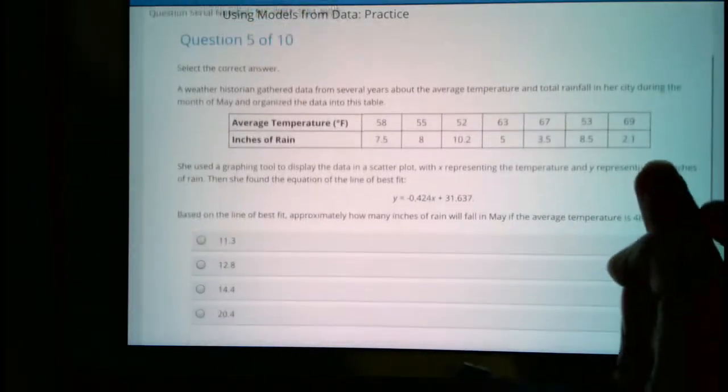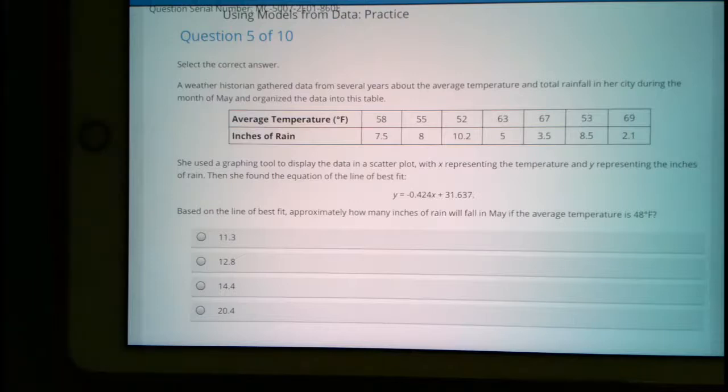Still the same kind of idea here. In problem 5, our presentation is a little bit different. Instead of a graph, we have a table. A weather historian gathered data from several years about the average temperature and total rainfall in her city during the month of May and organized the data into this table.